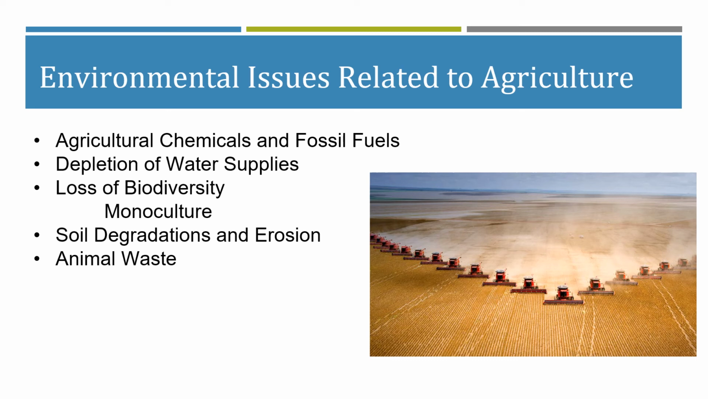We also see a huge depletion of water supplies as we need more and more for irrigation. We've seen a loss of biodiversity because of the increase in monoculture, which is the growing of just one crop in an area. We've also seen soil degradation because of overuse and erosion because of this, and also the huge amount of animal waste and what to do with it.